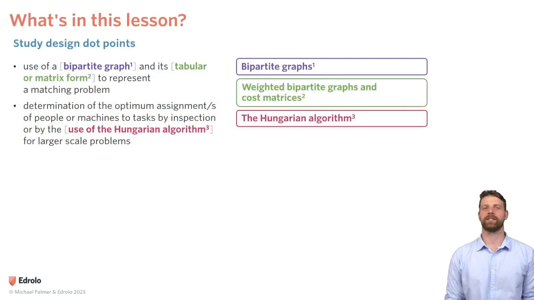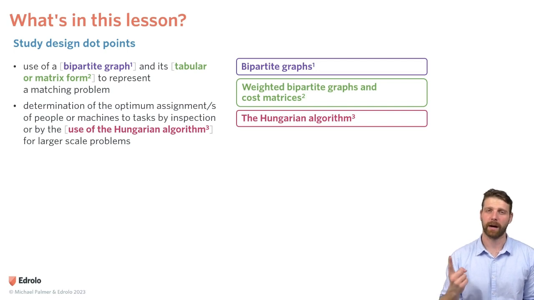In today's lesson, we're looking at 3 main things: bipartite graphs, what are they and what do they look like? Doing weighted bipartite graphs and cost matrices, so they have an associated matrix, talking about their cost. And finally, the Hungarian algorithm, which helps us make allocations. Let's dive in and have a look at what I mean.